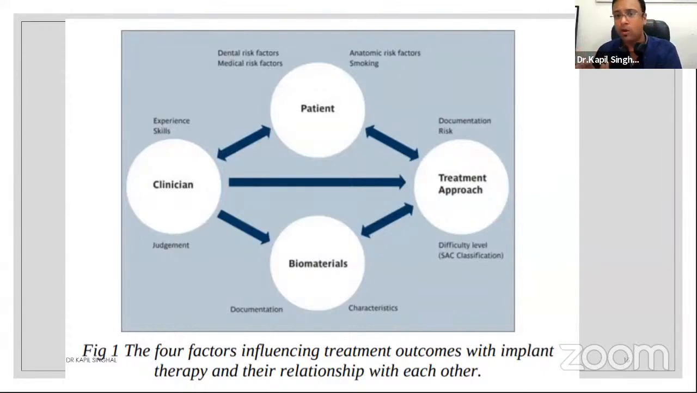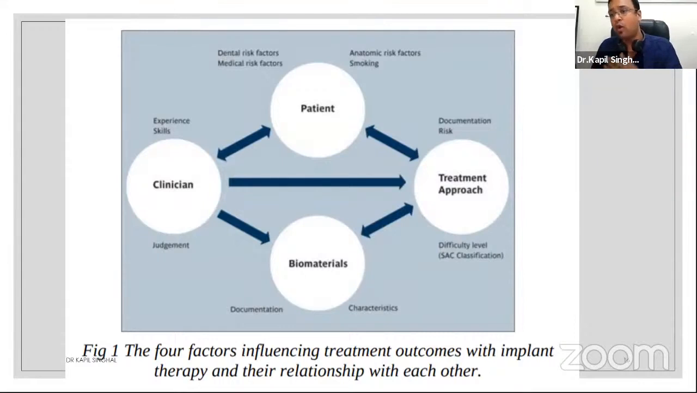Okay, the four important things that you should keep in mind: number one, the patient itself. What are the expectations of the patient? What is the risk factor with the patient? Is he a smoker? Is he immunocompromised? Is there any other medical or dental risk that is accounted with the patient? Second, the treatment approach. What are the risk factors involved with the procedure? Whether this procedure is a high risk, moderate risk, or a low risk procedure.